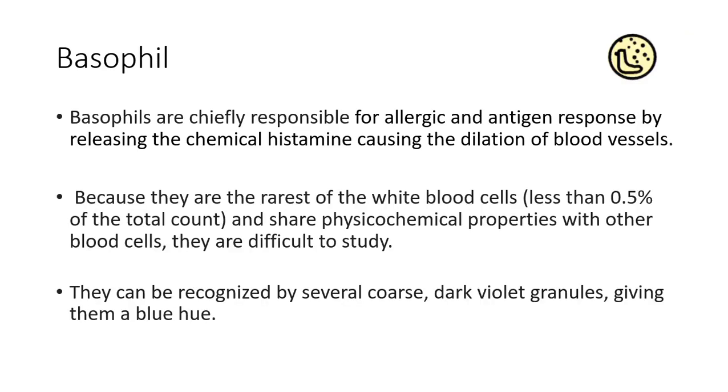So the final granulocyte is the basophil, which acts by releasing histamine, and this causes dilation of blood vessels. Only about 0.5% of total white blood cells are basophils, and this makes basophils the rarest immune cell of all. Now, despite the image in the top right corner being yellow, basophils are actually blue, and this is because the granules inside of them are a dark violet colour.